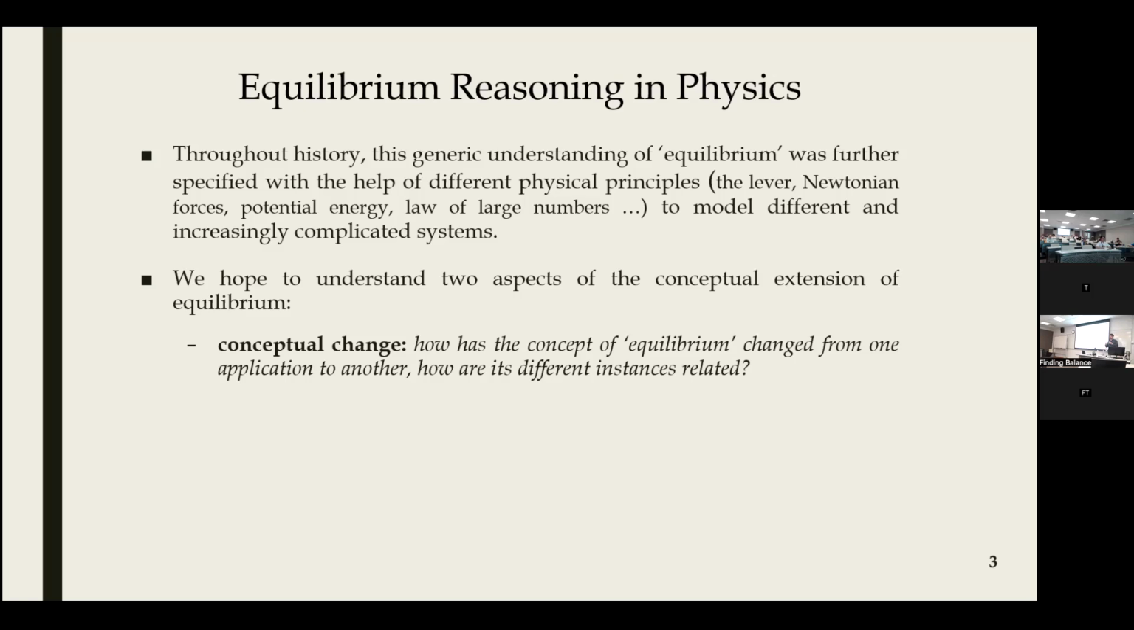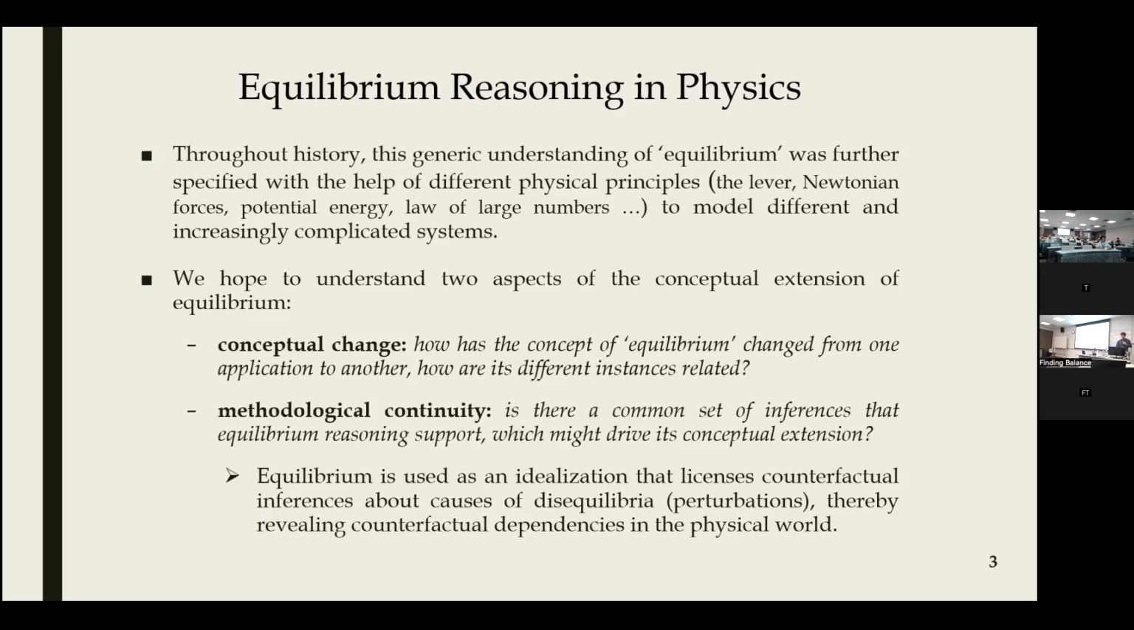On the one hand, the conceptual change in itself, so just trying to pin down more precisely how the concept of equilibrium has changed from one application to another as it's been extended throughout the history of physics, and how those different instances are related historically and conceptually. But also, and perhaps more importantly, identify common threads of methodological continuity, to figure out whether there are some common sets of inferences that equilibrium reasoning, the use of the equilibrium concept in the different cases in the history of physics, generally tends to underwrite. And maybe that can explain how it is extended from one case to another.